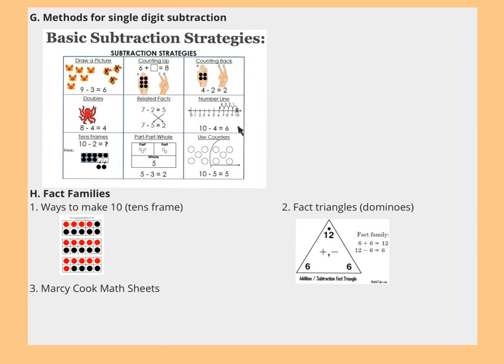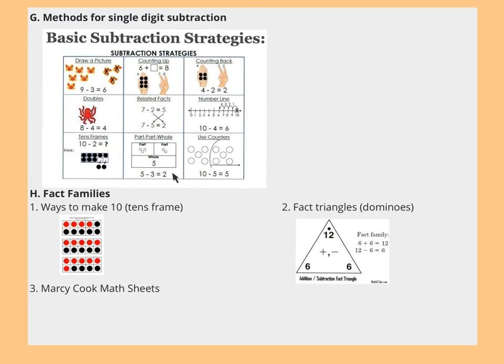So for 10 minus 4, students would start at 10, and they would just count backwards on the number line to get to 6. Tens frames are used as well. With the tens frame, we could color code to make addition facts, or we could color code to do a takeaway. Here we have 10 take away 2, so we're removing 2, and we'll get 8 left there.